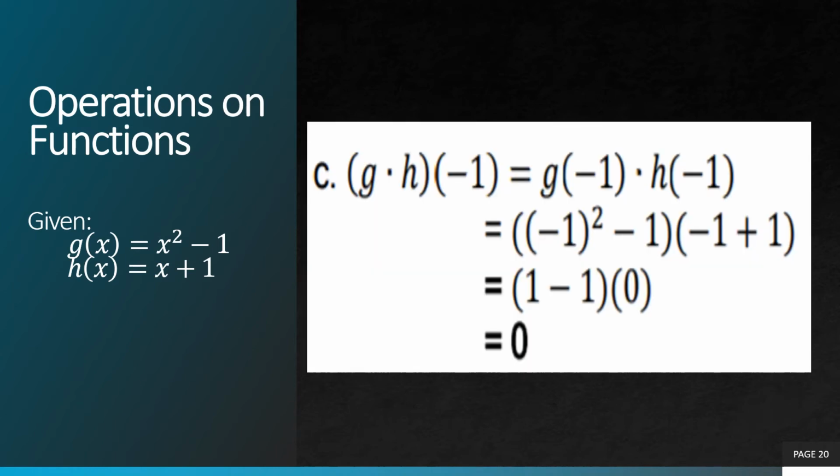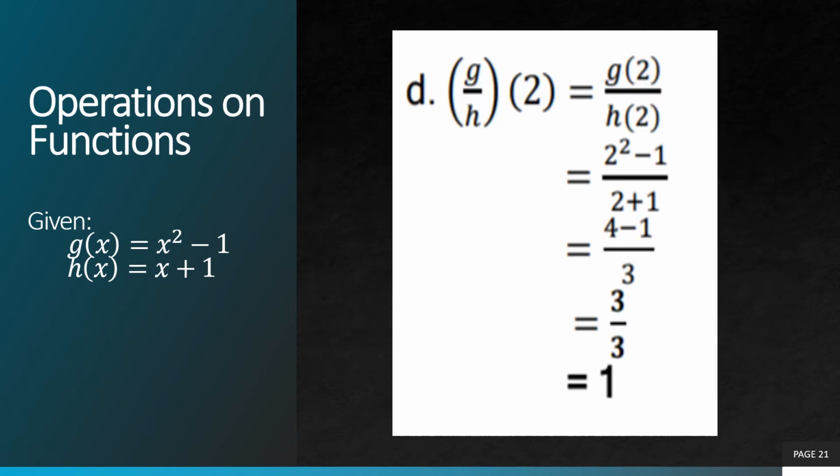For the third example, we have g times h of negative 1. That will be equal to g of negative 1 multiplied by h of negative 1. Evaluating g of negative 1 will give us the square of negative 1 minus 1. That will give us 1 minus 1, or 0. And on the other side, we have here negative 1 plus 1, and that will also be 0. So 0 multiplied by 0, we all know that is 0.